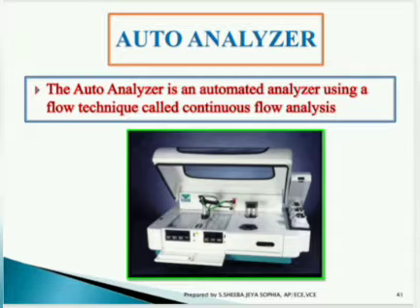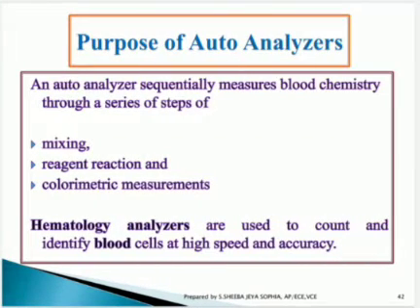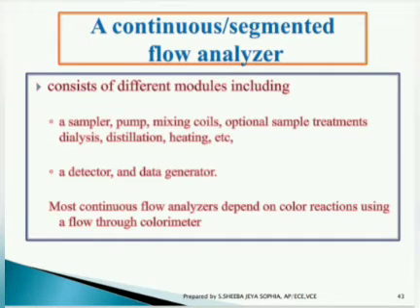The auto analyzer is an automated analyzer using a flow technique called continuous flow analysis, which you can clearly see in this diagram. The purpose of auto analyzers is to sequentially measure the blood chemistry through a series of steps like mixing, reagent reaction and calorimeter measurement. Hematology analyzers are used to count and identify blood cells at high speed and accuracy. There are two types of auto analyzers, namely continuous as well as segmented flow analyzers.